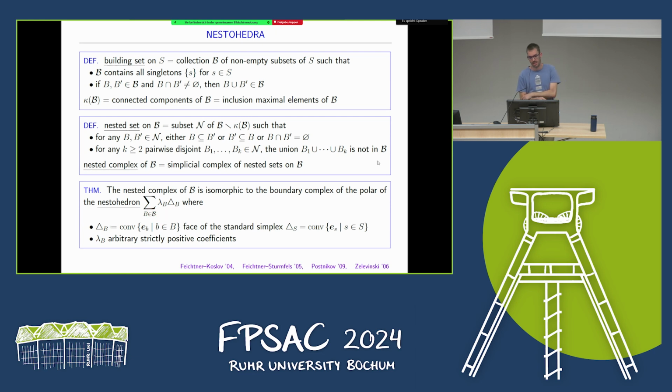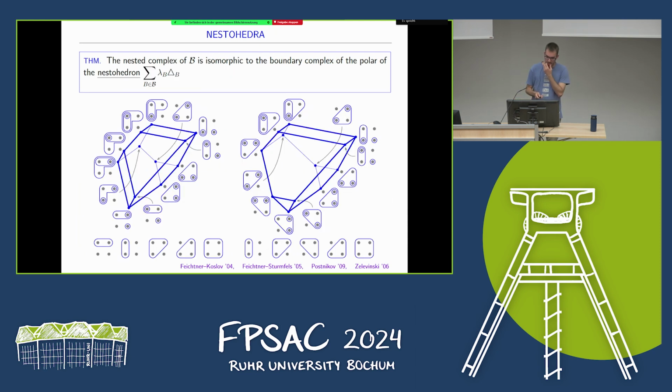Okay, so since we're only interested in the combinatorics of this Minkowski sum, we can actually put some coefficients in front, and it will be useful for us. If you put a positive coefficient in front of the Minkowski sum, you don't change the combinatorics, and it will be important for us. Okay, so here are examples of two nestohedra.